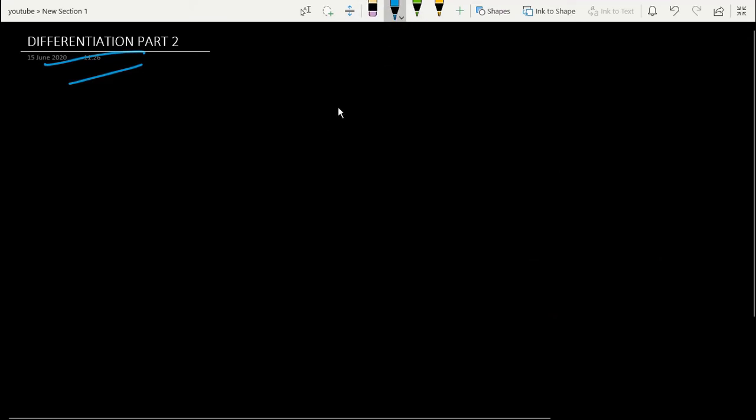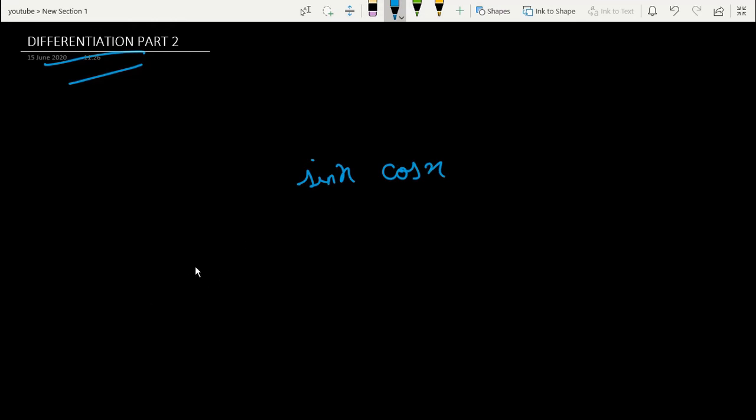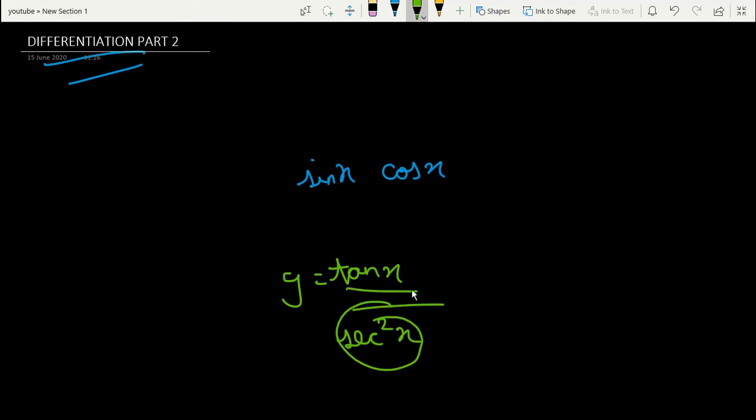Now let's see some trigonometric ratios. In the last video we had seen sin x and cos x. Now we are going to look at the other trigonometric ratios like tan, sec, cosec, and other things. So let's see tan. Okay, so if y is equal to tan x, then what will be the differentiation? This is the question. So the differentiation will be sec square x. This formula, you can go to the formula page and all these formulas will be there. This is actually a very important formula, so you can see that.